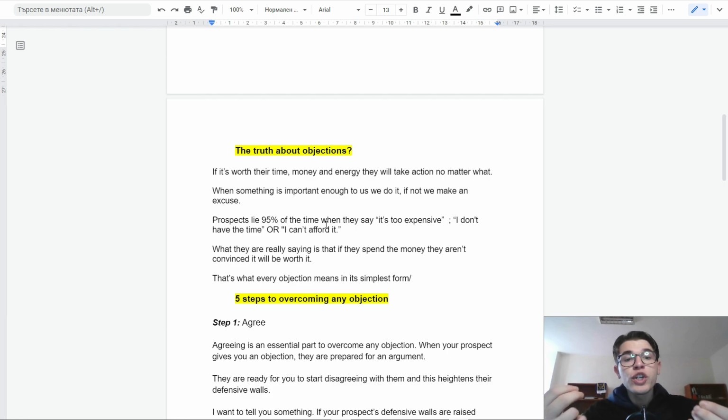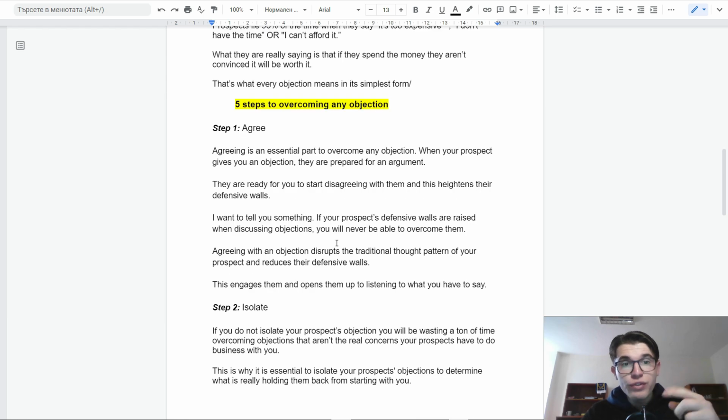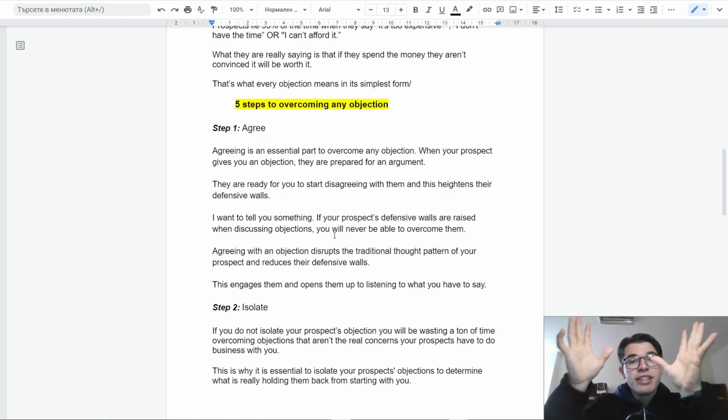And now we're going to uncover the 5-step process to overcoming any objections. Step one of this process is to agree. Agreeing is an essential part of overcoming any objections. When your prospect gives you an objection, they're prepared for an argument. They want you to argue with them. They're ready for you to start disagreeing with them, and this heightens their defensive wall.